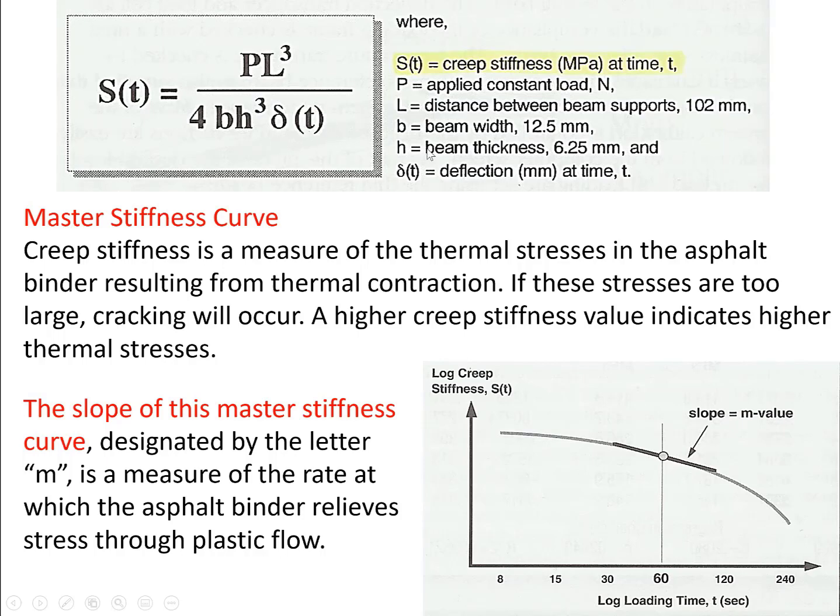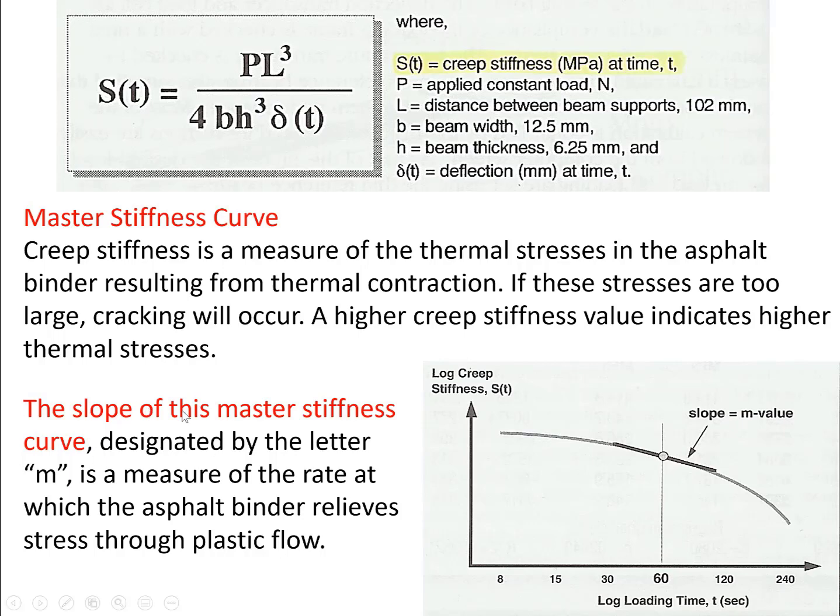And this plot here, which is the logarithm of creep stiffness versus the logarithm of loading time, is called the master stiffness curve. Creep stiffness is a measure of the thermal stresses built up in the asphalt binder resulting from thermal contraction. If these stresses are too large, cracking will occur. So a higher creep stiffness value indicates higher thermal stresses built up in the asphalt binder.